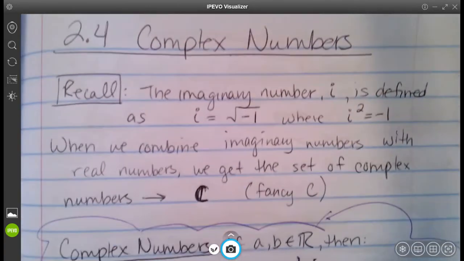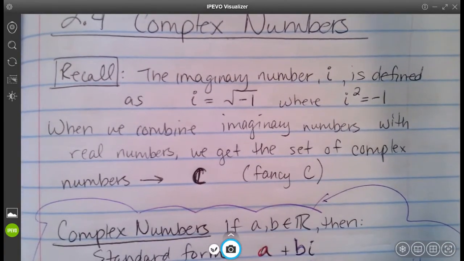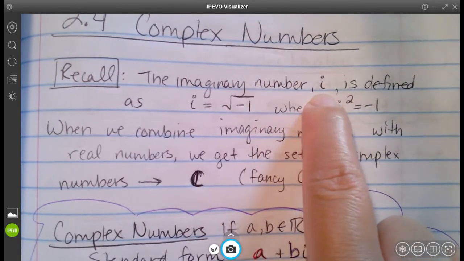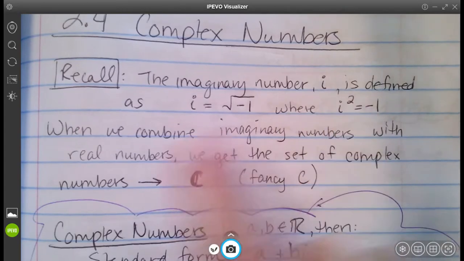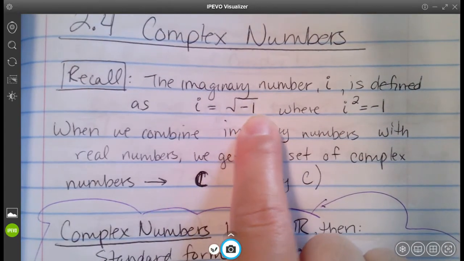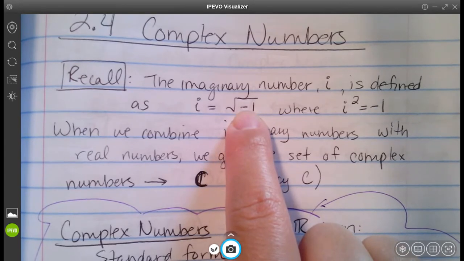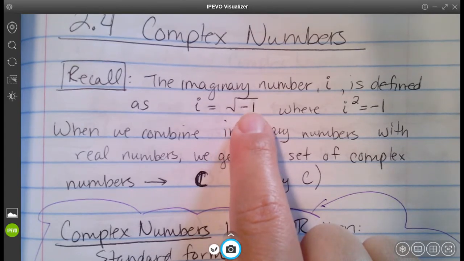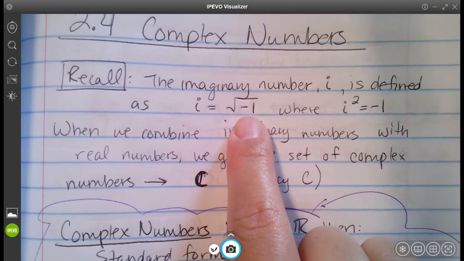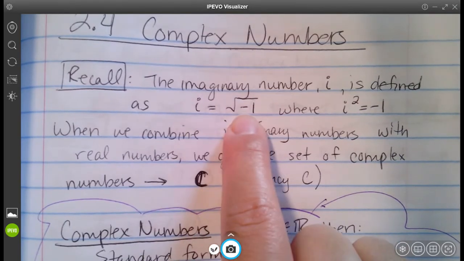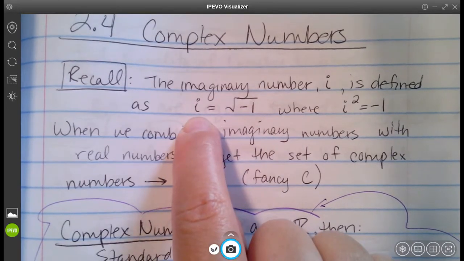Okay, so recall, if you didn't know this you might want to write this down for sure, that the imaginary number i, so i stands for imaginary number, is defined as the square root of -1. Whenever we have a negative inside the square root, usually we get an error or some kind of message that says there's a mistake. So what we did as mathematicians is we created another number system where we can take into account those numbers.